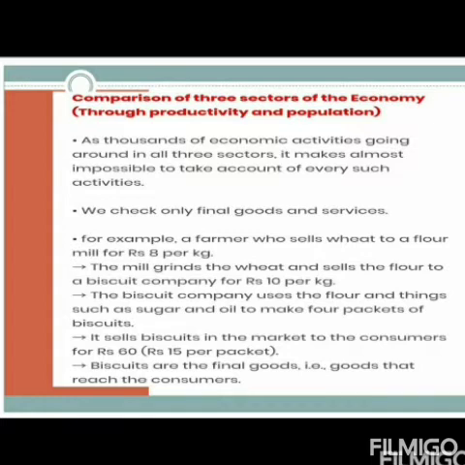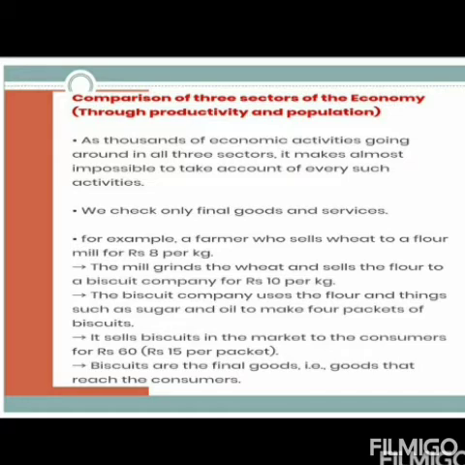Remember that not every good or service that is produced and sold needs to be counted. In contrast, all other goods used to make the final goods, like wheat, oil, flour, sugar, are called intermediate goods. So, we can say that the value of the final good already includes the value of all the intermediate goods that are used in making it. That is why biscuits are the final goods, that is, goods that reach the consumer.